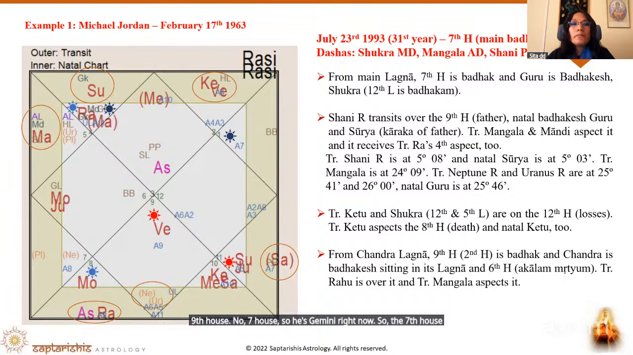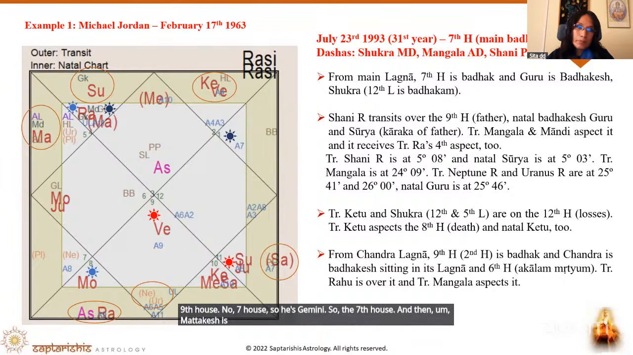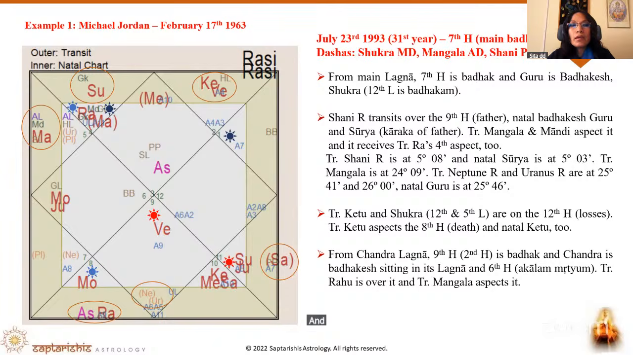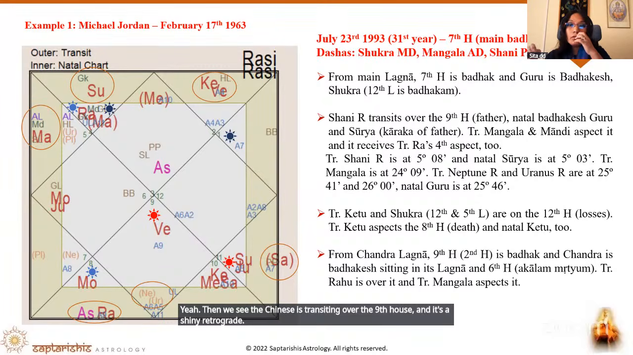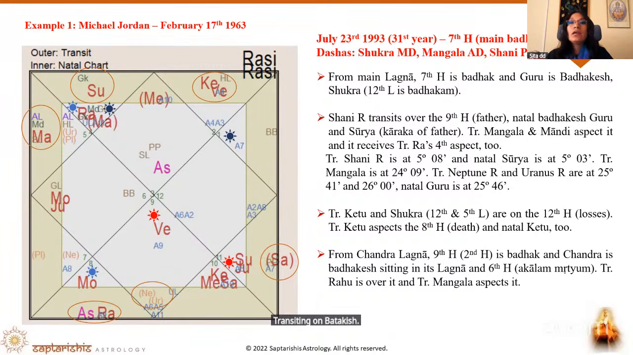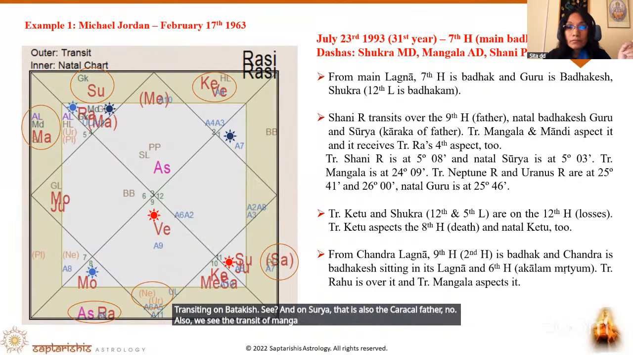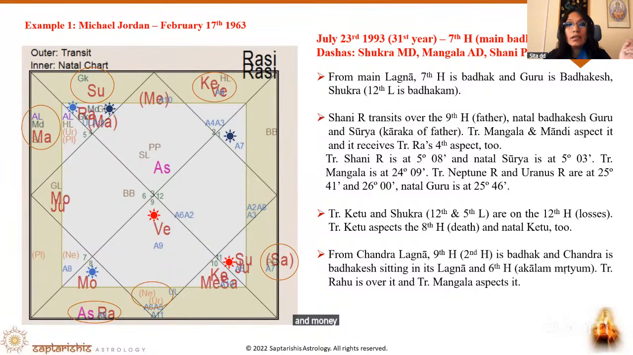And then Badhakesh is Guru, or Jupiter. We see that Shukra, Venus, is sitting there as Badhaka. Then we see Shani is transiting over the 9th house, and it's Shani retrograde, transiting on Badhakesh and on Surya, which is also the Karaka of the father. Also, we see the transit of Mangal and Mandi together, and the 4th aspect of Rahu.